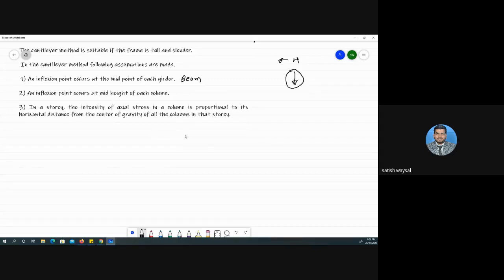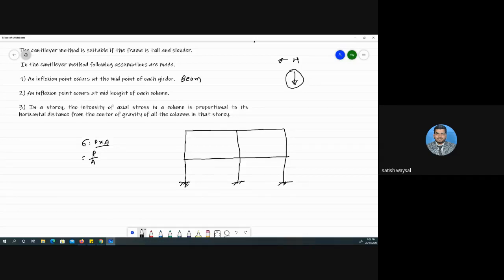Let us consider, suppose we have a frame like this. First we will understand what this statement says, and then we'll try to implement all these assumptions and analyze the structure. Suppose this is one structure. According to the third statement, axial stress: you know that stress is equal to P by A.